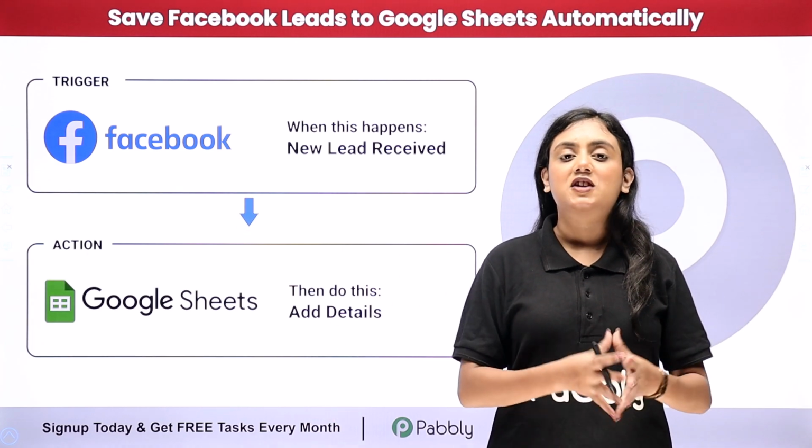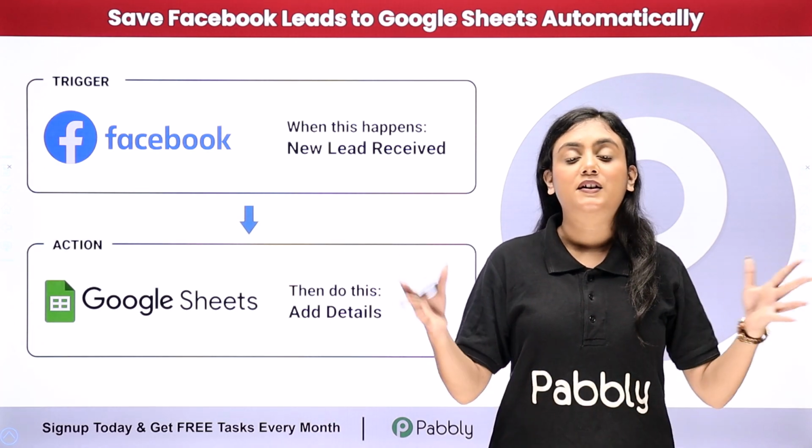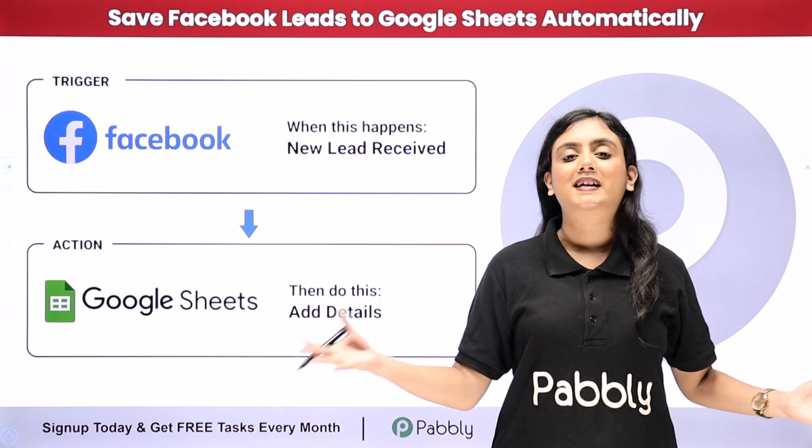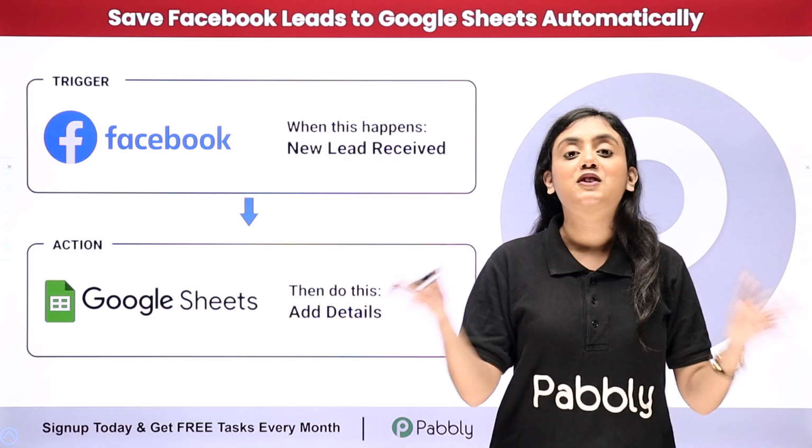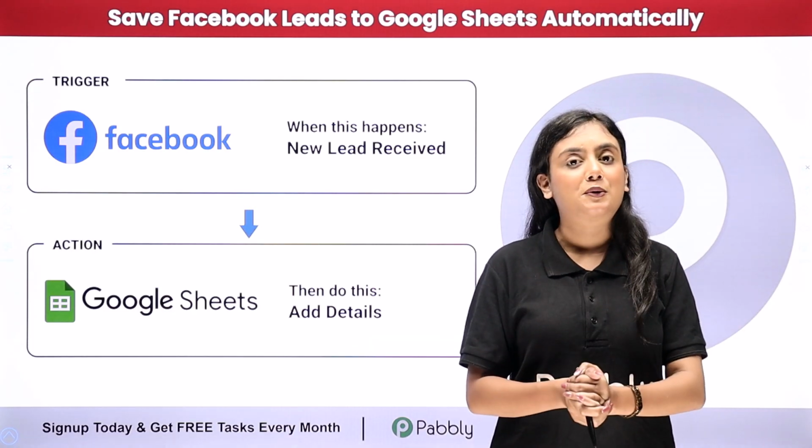A new lead is generated in your business and the record of the lead's details is automatically created in your Google Sheets. Yes, this is possible. That too without need of any coding and programming skills.